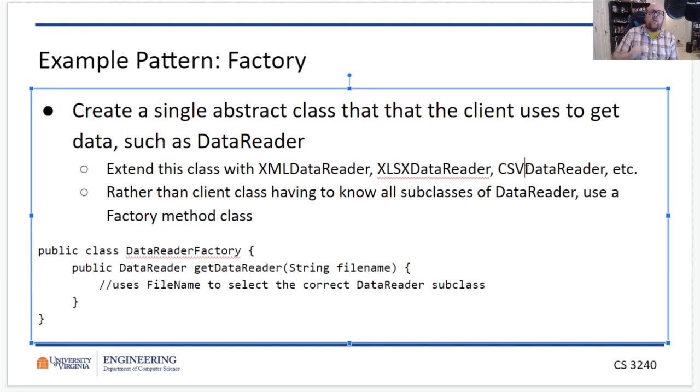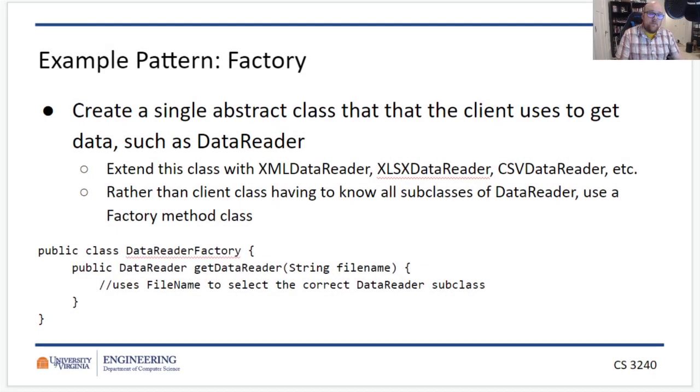And then the client, rather than calling or instantiating these directly, will use a separate thing called a factory, such as a data reader factory. This will have a function like getDataReader, string file name, and inside of this class is where we will put things like if file ends in CSV, return new CSV reader. If file ends in .xml, return new XML data reader, etc.